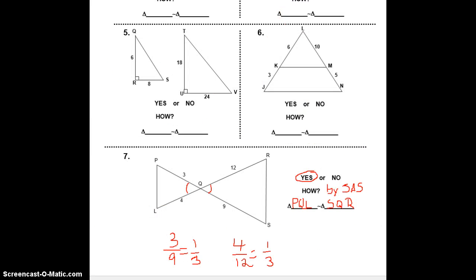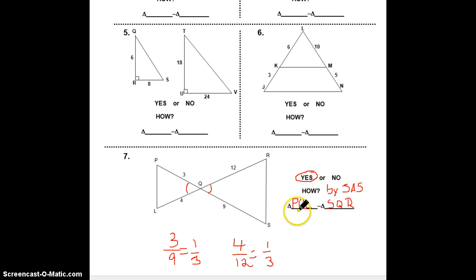Okay, so hopefully you were able to notice that we've got vertical angles this time, and that's going to give us the congruent angle. And then we've got two pairs of sides, and sure enough, if you check them, they both have the same ratio. Be careful because this PQ actually corresponds down here to SQ. So when you write your statements, make sure you write them corresponding. But yes, they are similar, and it's by side, angle, side.